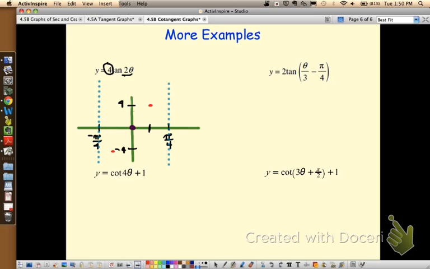So again, that's just to show you what that 4 is doing. It's not an amplitude or anything, but it does show that the graph grows quicker. And you can just sketch the graph from there. Let's look at the next one.